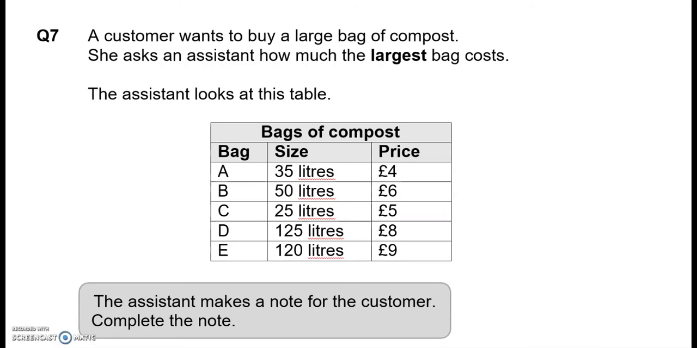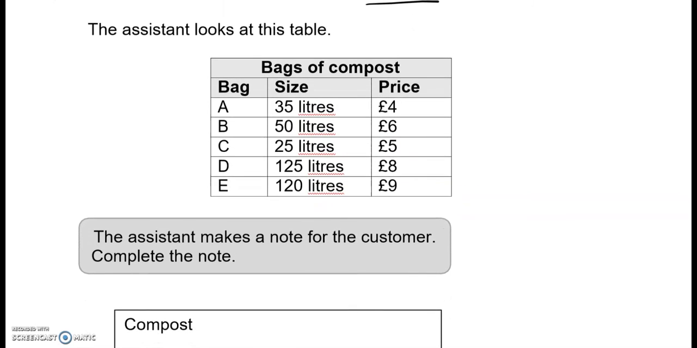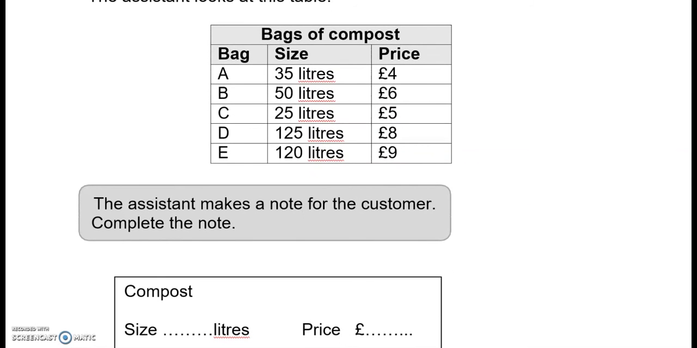Question 7. A customer wants to buy a large bag of compost. She asks an assistant how much the largest bag costs. The assistant looks at this table. The assistant makes a note for the customer. Complete the note. So we're looking for the largest bag. We've got 35, 50, 25, 125, 120. So 125 is the largest one, and that is £8.